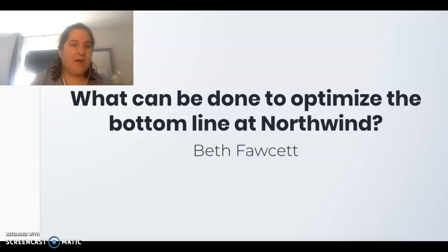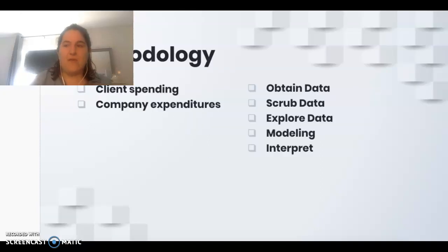And how I went about exploring this database was first I broke down this idea of, okay, so this is a company, they're going to want to maximize their bottom line. And there are really two ways that I know of to do that. One is to address client spending. We want to increase the amount that clients spend, and we want to decrease the total money that the company spends to be able to sell their product to the client.